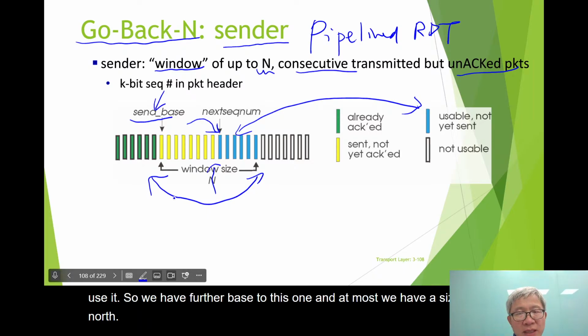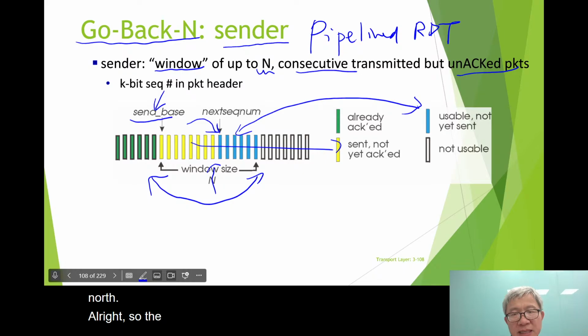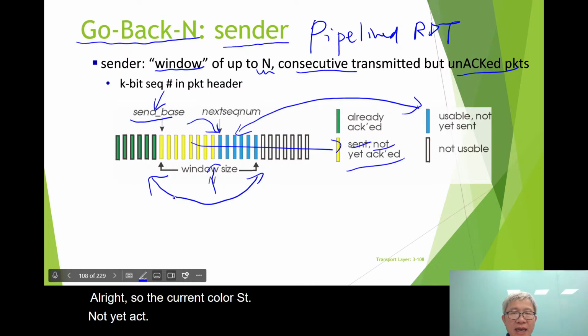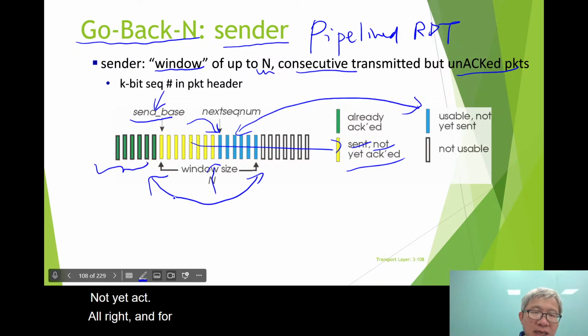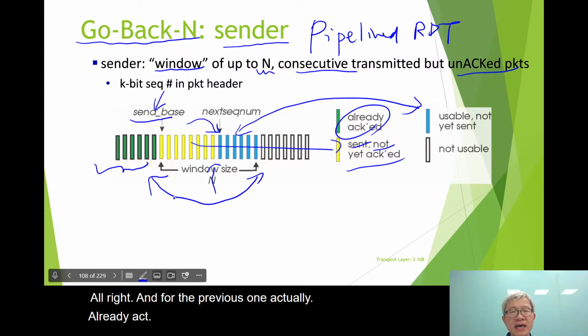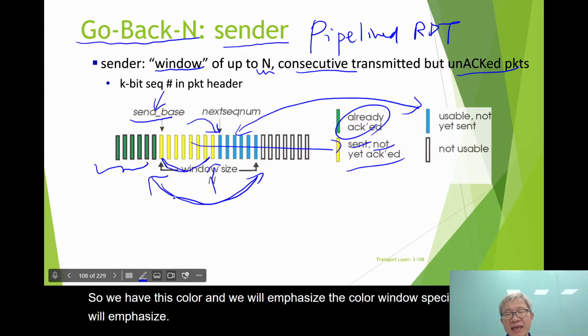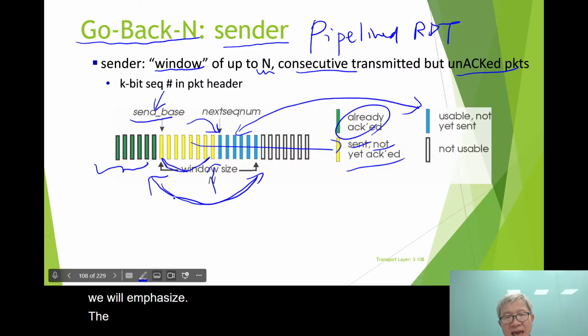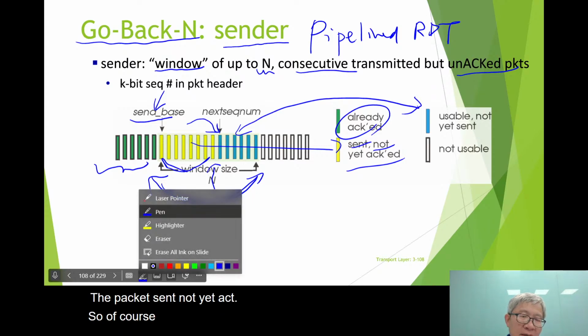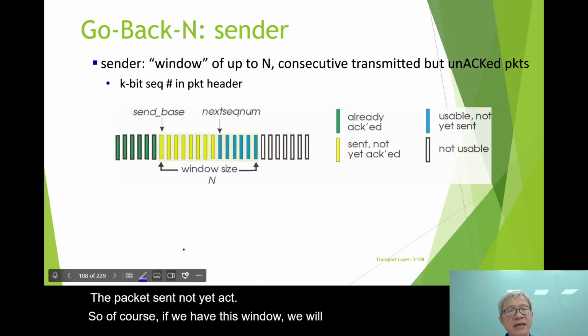The current color is sent but not yet ACKed. The previous part is already ACKed, and this is its color. We emphasize the current window, specifically the packets sent but not yet ACKed. If we have this window, we will have more packets to be sent.